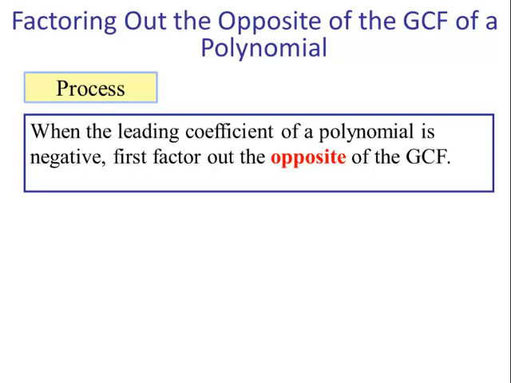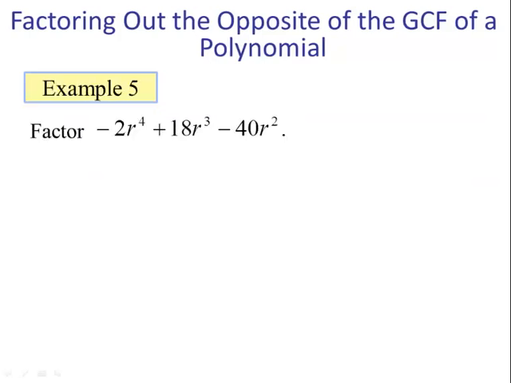Let's do an example. Example 5. Factor negative 2r to the fourth plus 18r cubed minus 40r squared. Now in this case, our a is not equal to 1, and it's also negative. So in this case, a is a negative 2. We will factor out the opposite of the greatest common factor.